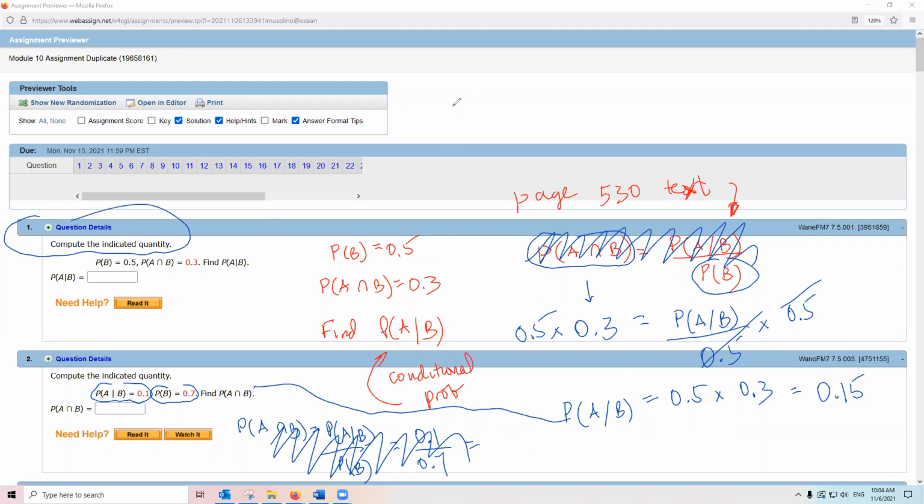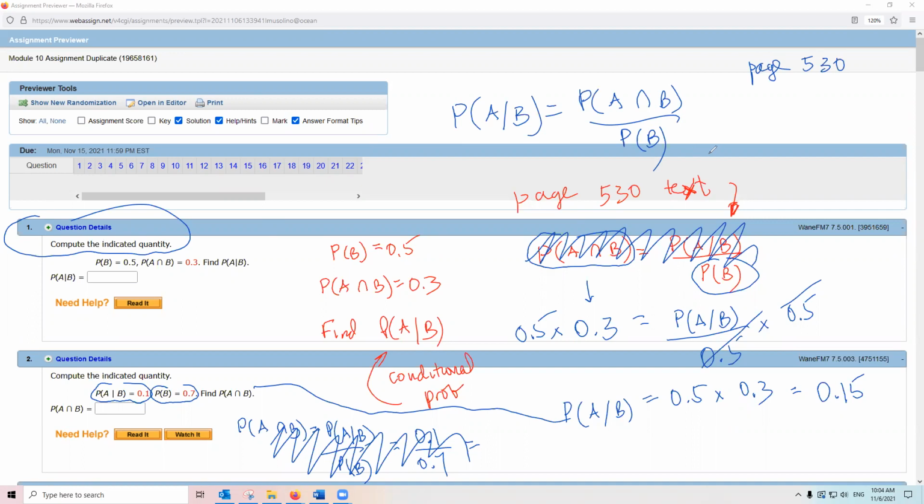I should have been writing this formula as the probability of A given B is the probability of A intersection B over the probability of B, right? So again, this is on page 530. I guess I should have looked at the textbook myself before setting this in.